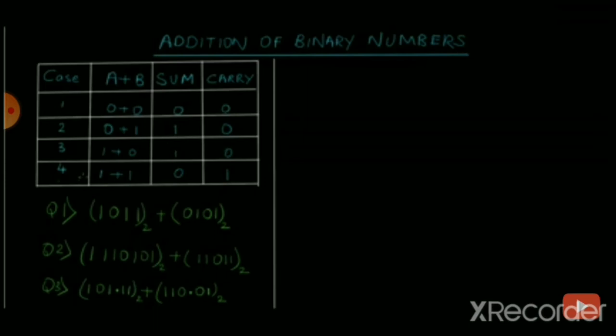Now the fourth case is a special case. Here you can see 1 plus 1 is not giving you 2 because there is no number 2 in binary numbers, but here the sum is 0 and you get a carry, so you have to carry that 1 forward for the next digit, and you'll understand when we perform the actual operation.